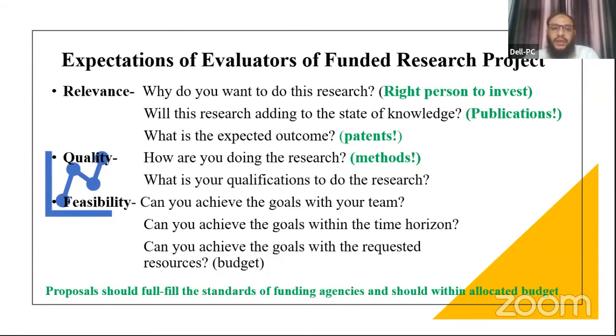So the qualification of a proposer is also estimated before dispersal of the fund. The third point is the feasibility of the research proposal, which is going to be judged. On the part of feasibility, whether the proposal is going to be properly implemented or not. On this point, can you achieve the goal with you or with your team?